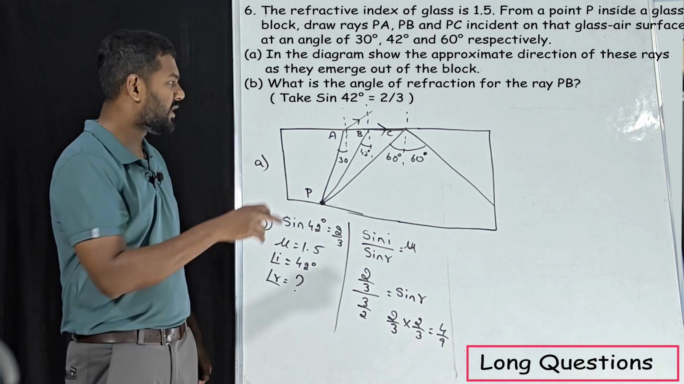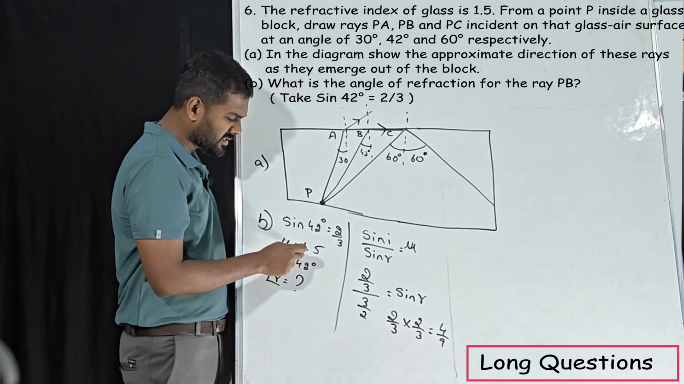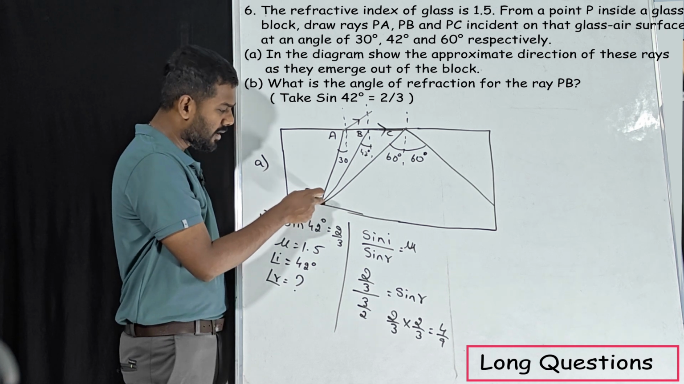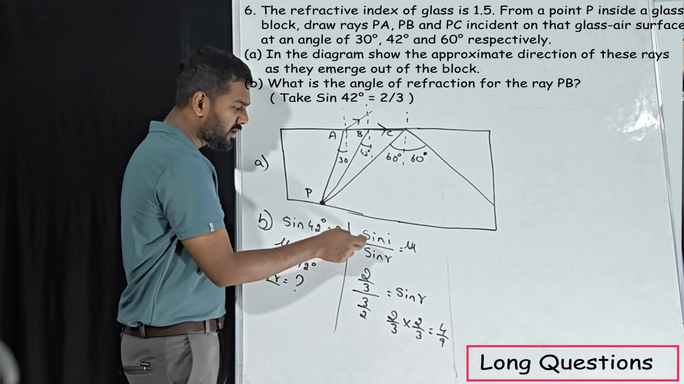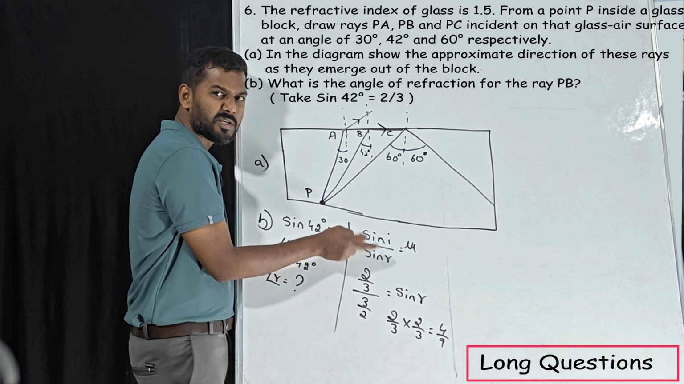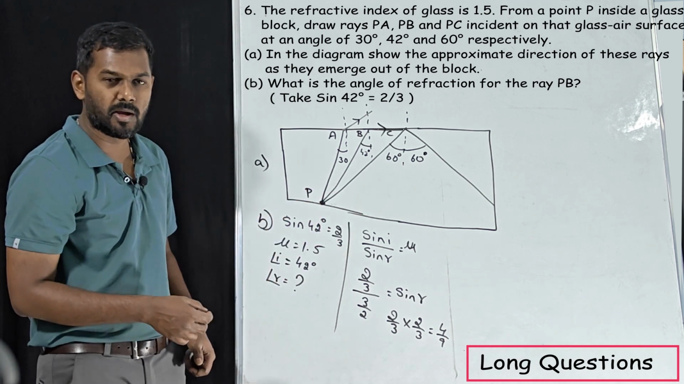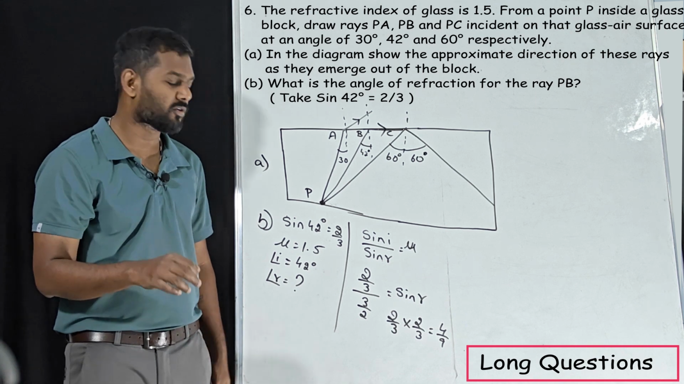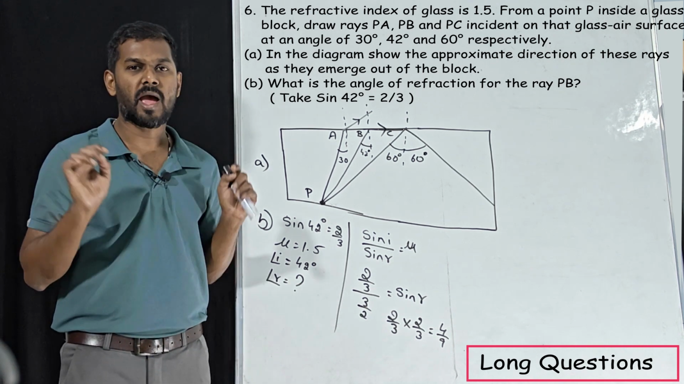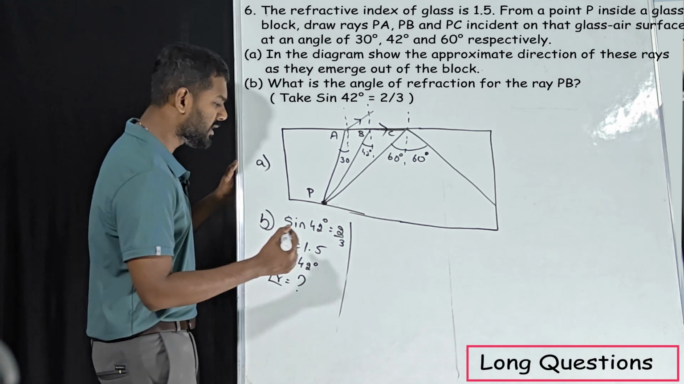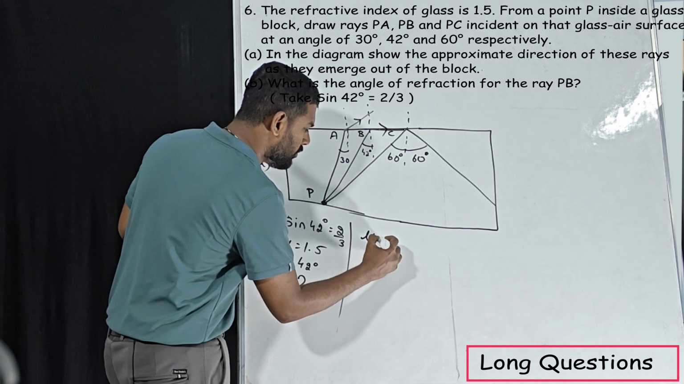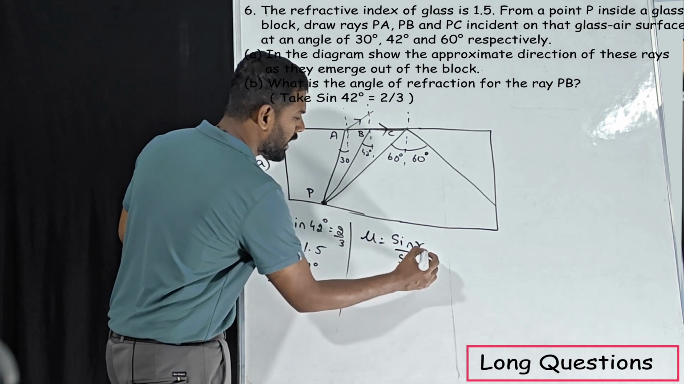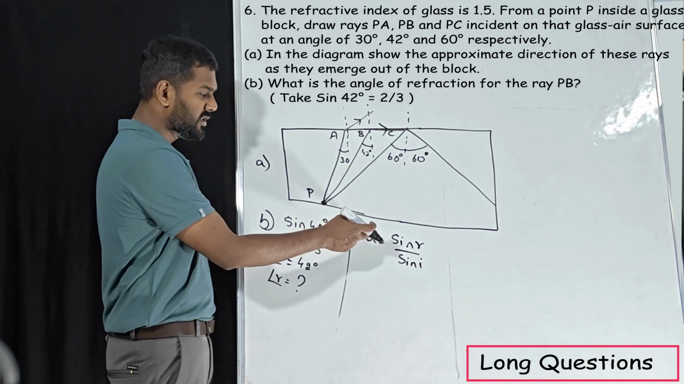Very simple, that's it. If the ray is coming from air to glass, this is the refractive index and this is the formula. If the light is going from glass to air, then we have to take the reciprocal. The final formula will become mu is equal to sin R by sin I. That formula we have to use, then we will get the proper answer. Now we will see the proper method. So mu is equal to sin R by sin I. This is the formula.